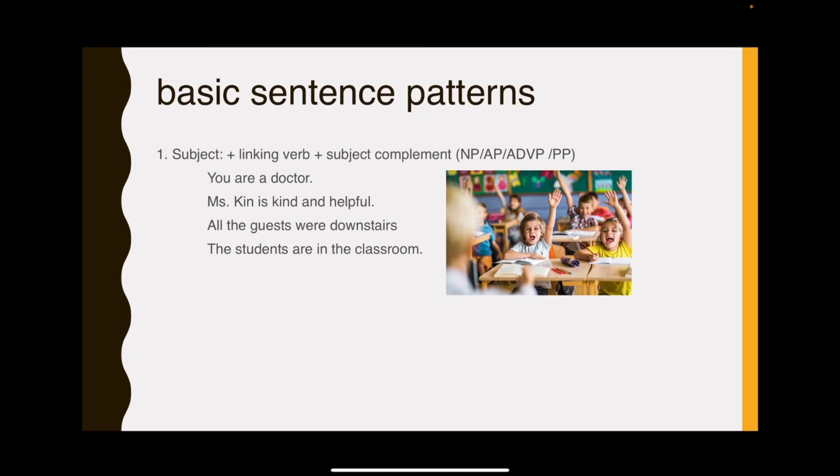Okay, so this is really basic. Just follow these rules: subject, then linking verb, and then followed by the subject complement. This is the first one.